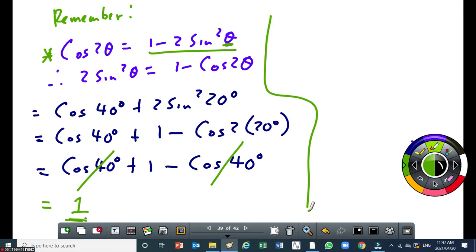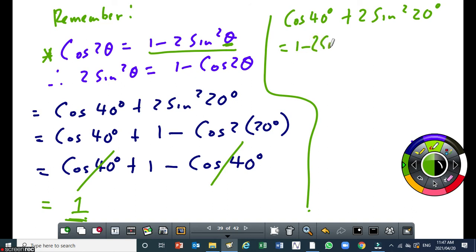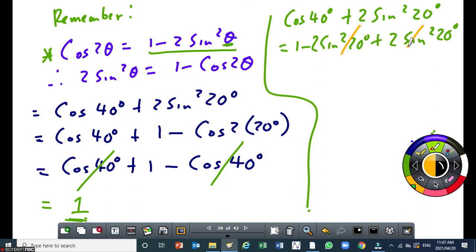In fact, let me show you here, because it will seem like it's so complicated, but it's not. So from cos 40 degrees plus 2 sine squared 20 degrees, we can replace this by 1 minus 2 sine squared 20 degrees plus the 2 sine squared 20 degrees. So you can see that these two are going to cancel out. And your final answer will be 1. So you could do it that way.